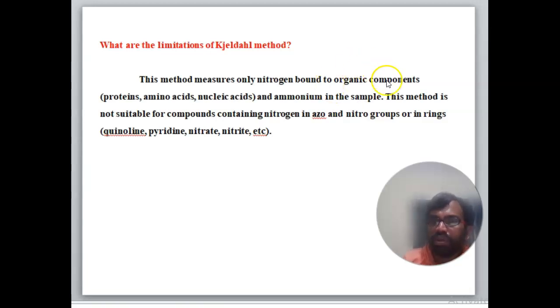These are the ammonium in the sample, so those you can determine by the Kjeldahl method. Other than these, the method is not suitable for other compounds. This point is very important. Nitrogen in azo compounds, nitroso groups, rings, quinone, pyridine, nitrate, nitrite, etc. we can't estimate by the Kjeldahl method. This is one of the drawbacks of the Kjeldahl method for estimation of protein.